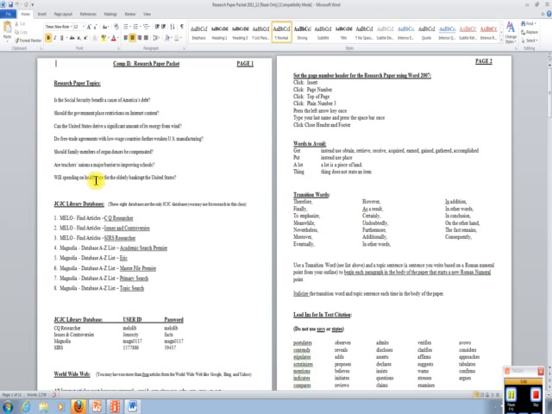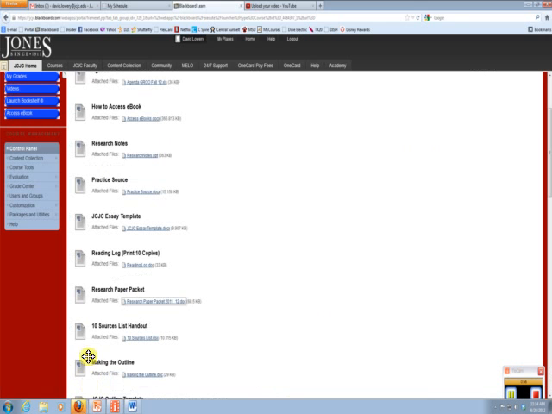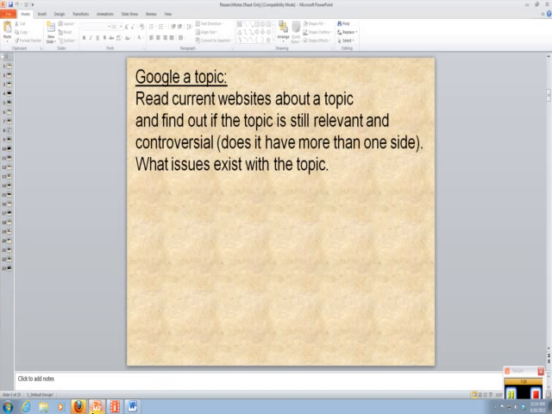You'll only pick one of them, but what I would like for you to do, if you go into Blackboard, look at the Research Notes PowerPoint. You're to open that up, read through it, and on slide 3 it tells you first of all to start out, simply Google information about that topic. Go into the Google website or any search engine and try to see whether or not you can find relevant information on that topic, to see if the topic is something that's controversial, that has more than one side.